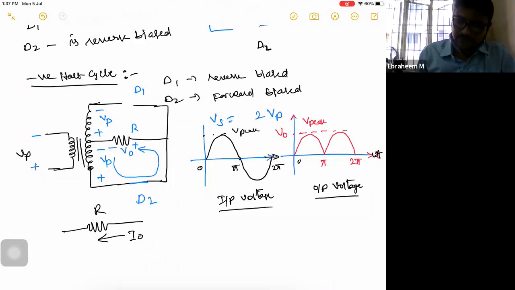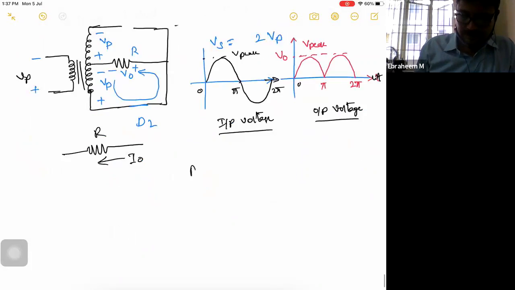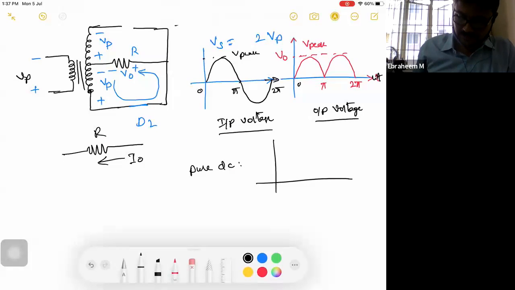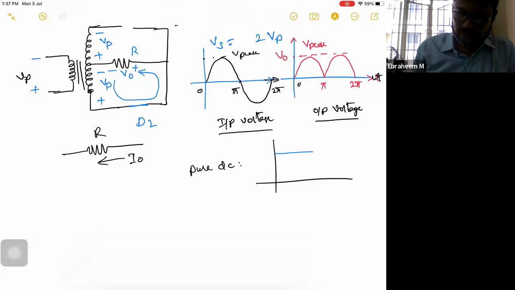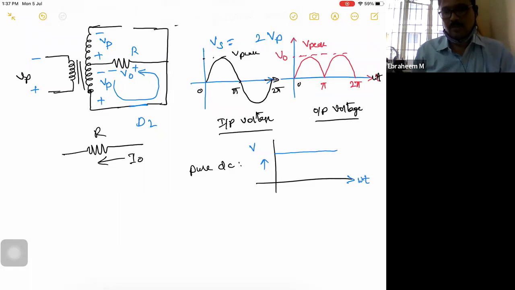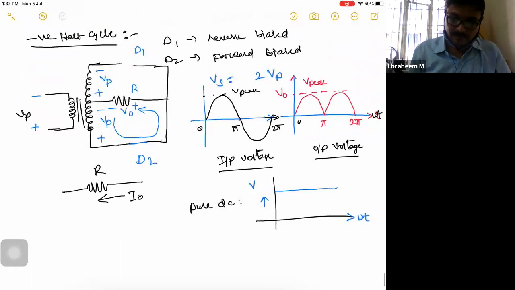Pulsating means it is not a pure DC. A pure DC is of this shape, constant magnitude. But the output voltage available across the load of the full wave rectifier is pulsating. Is it clear?